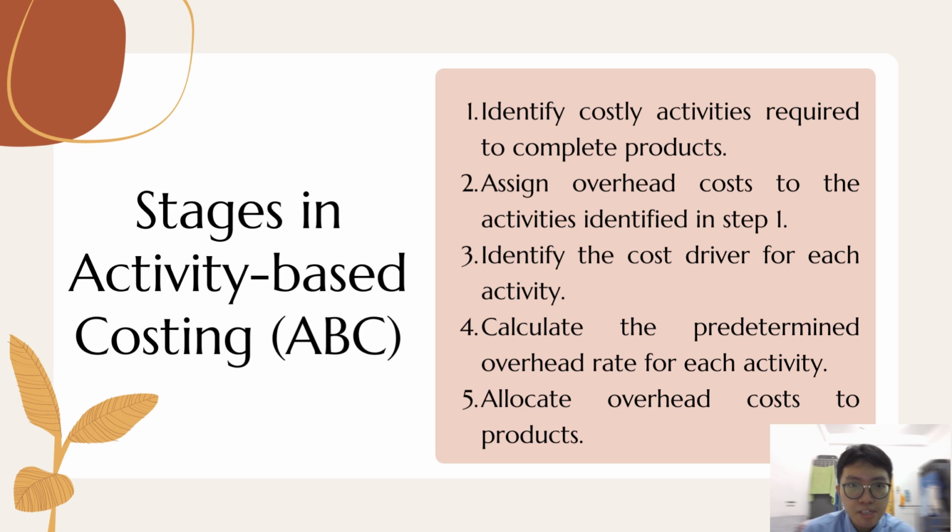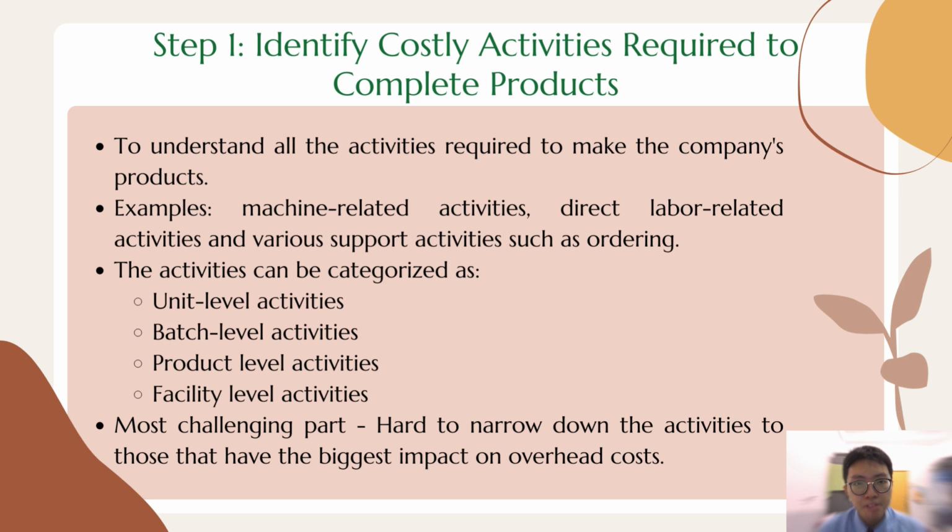Activity-based costing, ABC, is a process that consists of 5 different steps. Now I'm going to explain about each step in ABC process. The first step in ABC process is to identify the costly activities required to complete the products.